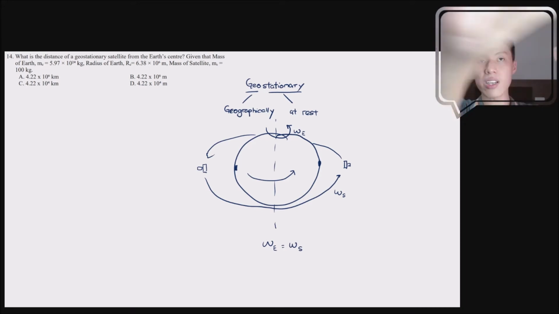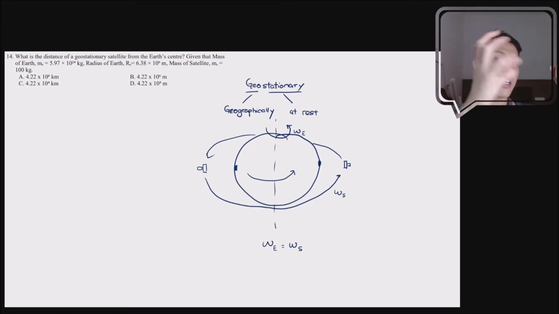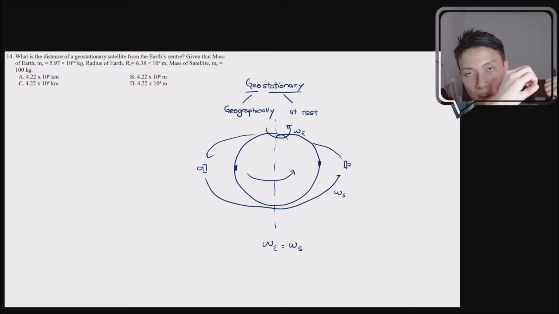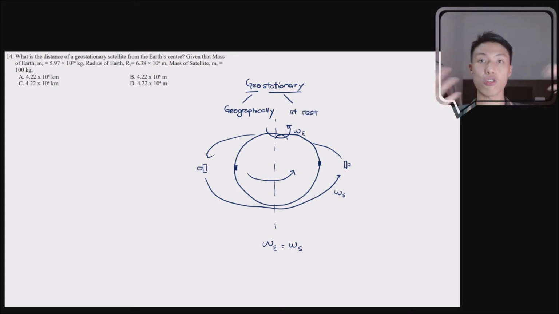So Malaysia will run ahead of the satellite. If the satellite is faster than Earth rotation, then the satellite will overtake Malaysia. Then the satellite will be going past Malaysia already. So it's not geographically stationary anymore. That's why to remain geographically stationary, the Earth and the satellite should undergo its rotation and circular motion at the same angular frequency or angular velocity. That's why the two omegas should be the same.